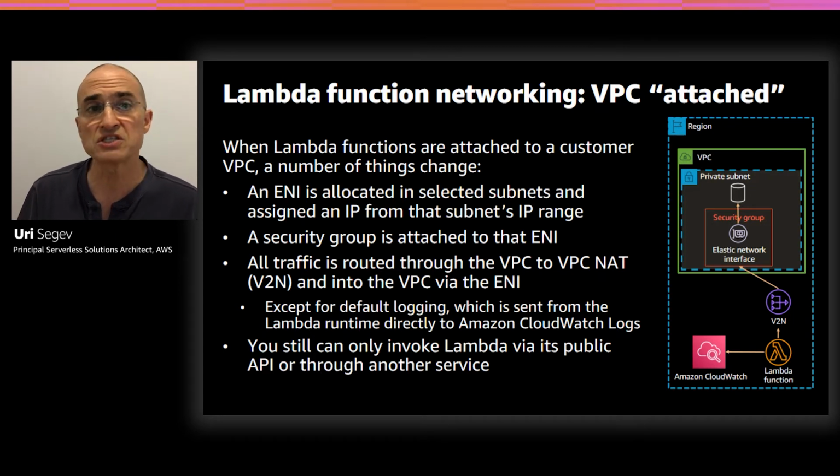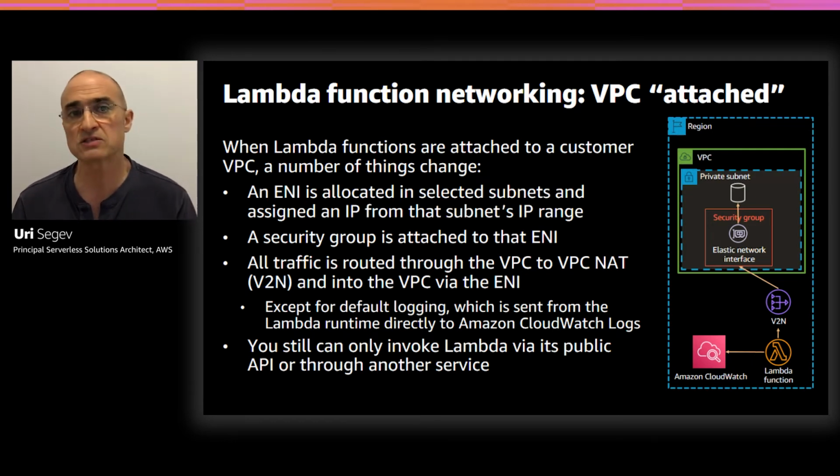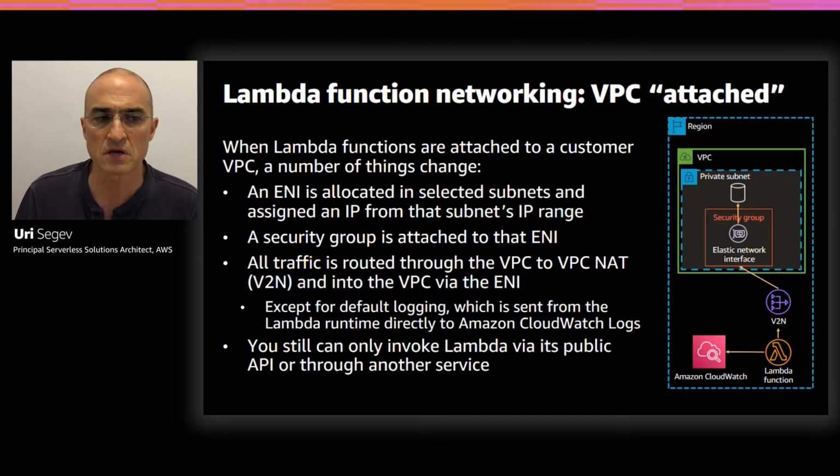Invocation of the Lambda function still happens through the service API. If you have resources inside the VPC that need to access this Lambda function, they still need to have access to the internet or use a VPC endpoint to invoke that Lambda function. It doesn't change the fact that the functions themselves are triggered using the public service API.